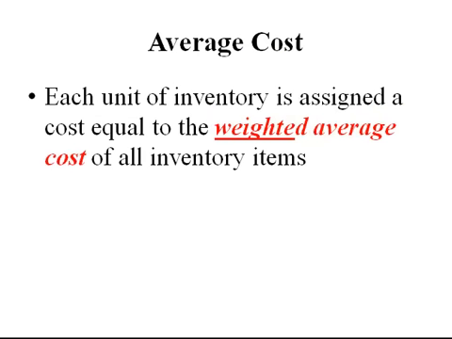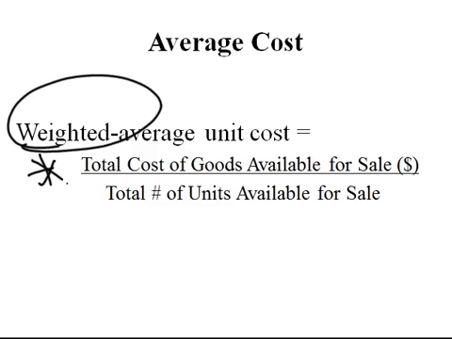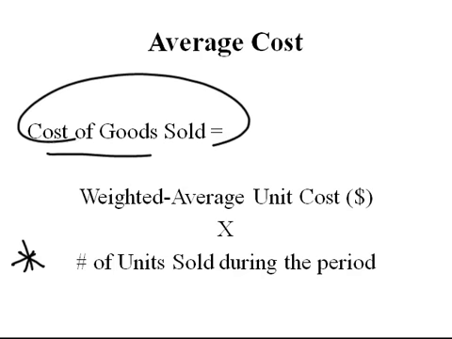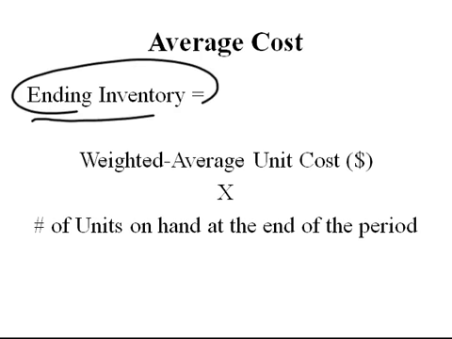A third assumption is simply to average. We'll use a weighted average, which takes the cost of all items and divides it by the number of units. It is important to have totals in both the numerator and denominator in order to calculate the weighted average. Once we've calculated the per unit weighted average cost, we will multiply it by the number of units sold during the period to calculate cost of goods sold. To calculate the ending inventory asset value, we'll take the weighted average unit cost and multiply it by the number of units on hand at the end of the period.